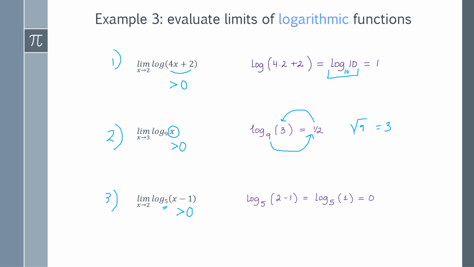So this would be log base 5 of 2 minus 1, which of course is equal to log base 5 of 1, and that is 0. Recall how we do this. 5 raised to what power gives us 1? And of course, that's just 0.